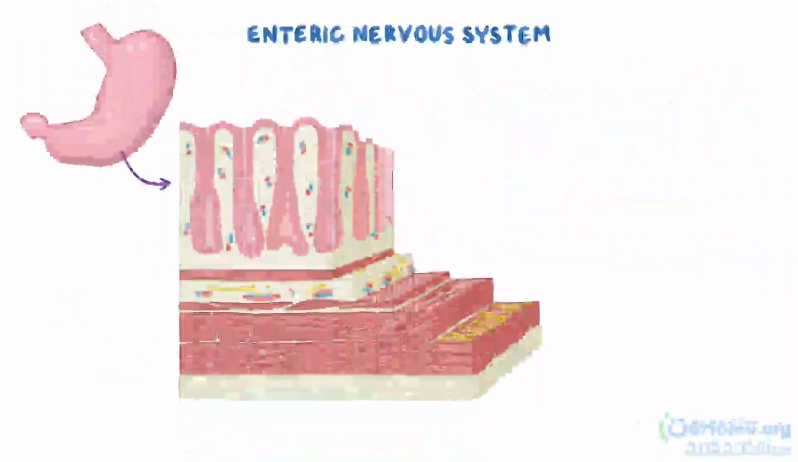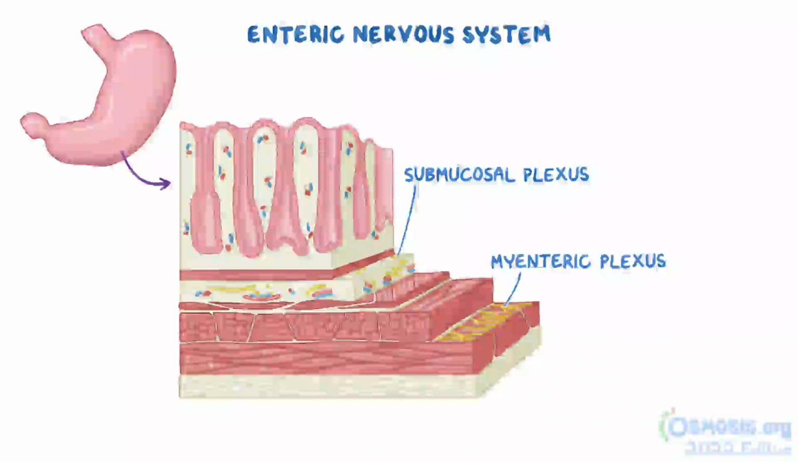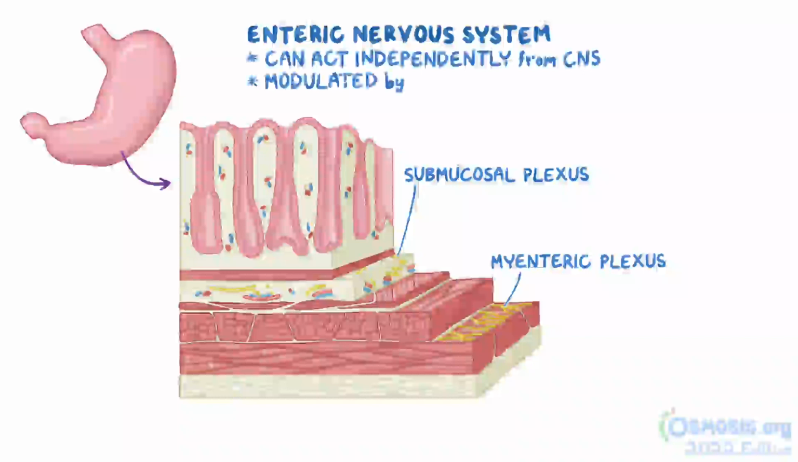Finally, the enteric nervous system can also be considered part of the autonomic nervous system. It consists of the submucosal and myenteric plexuses within the wall of the GI tract. It can act independently of the CNS, but is also modulated by input from the sympathetic and parasympathetic nervous systems.